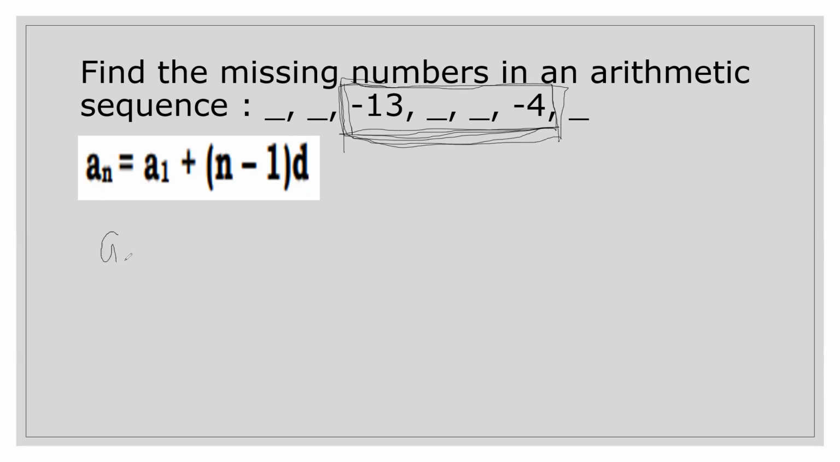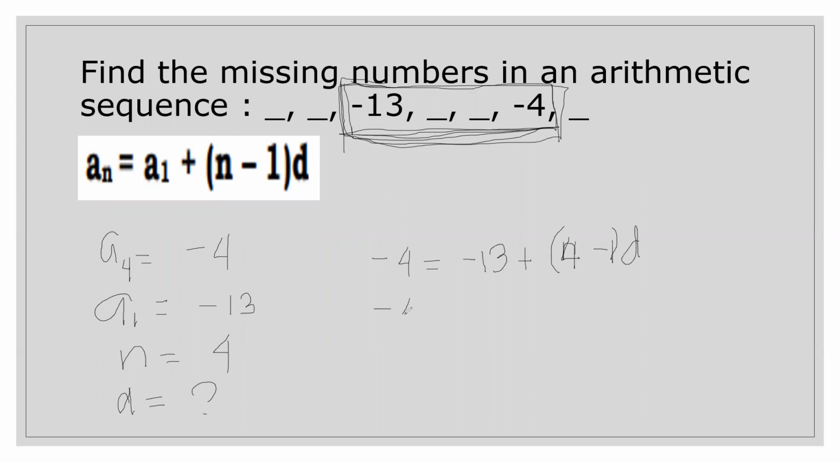So, A sub 4 or yung pinakadulo ko, pansamantala, is negative 4. Ang A sub 1 ko ay negative 13. How many terms do I have? 4. And D is missing. Diba? D ay missing. Ayan. So, solve natin to. So, that will be negative 4 as our last term equals negative 4 equals anong first term natin? Negative 13 plus the quantity n. Anong n natin? 4. 4 minus 1 times d.